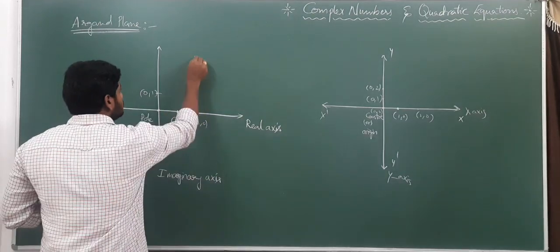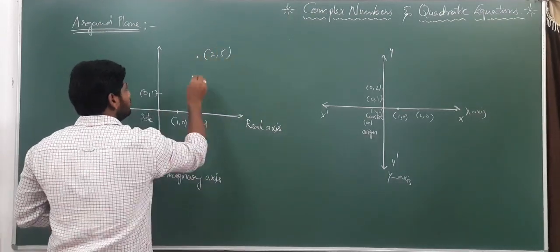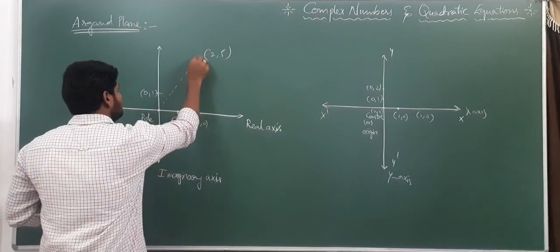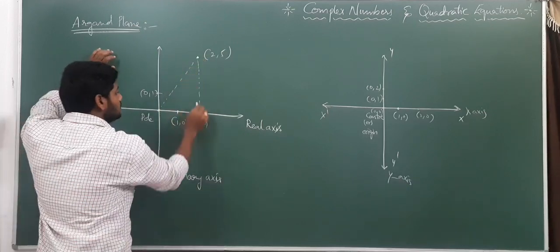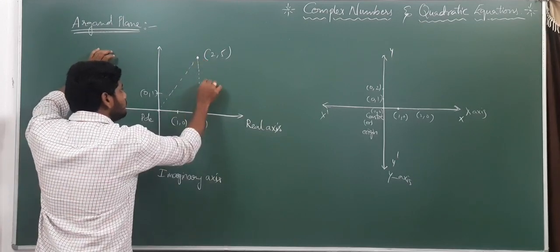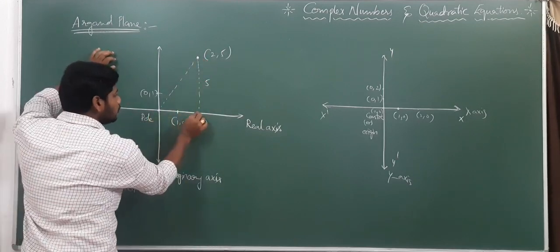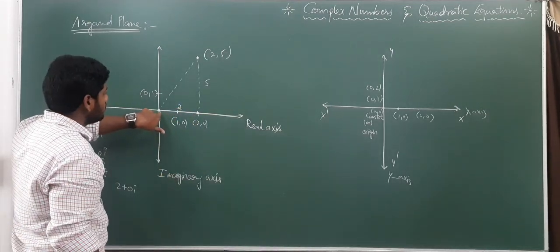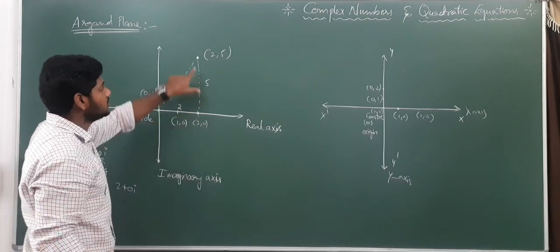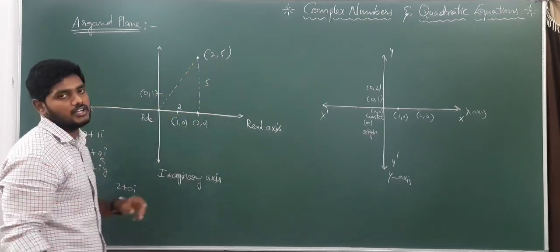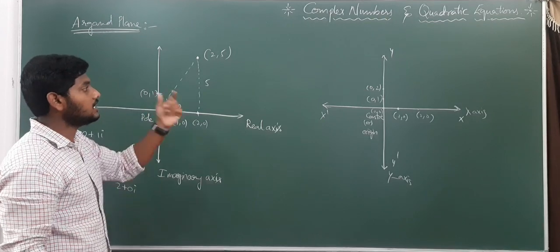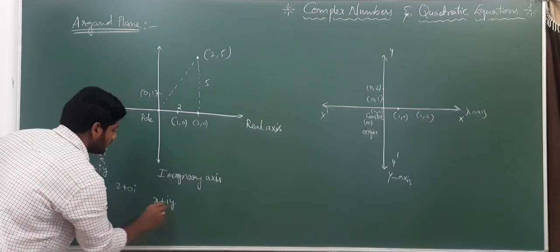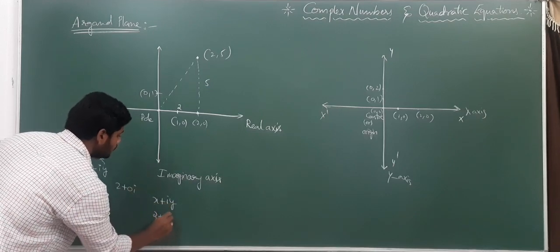Next, if you take the 2, 5 point, for example, the distance from the pole to this point along x is 2 and along y is 5, right? So that's why this point is 2, 5. If it is 2, 5, how can we write it in terms of a complex number? In x plus iy form, what is the x value? 2 plus i into the y value, which is 5.